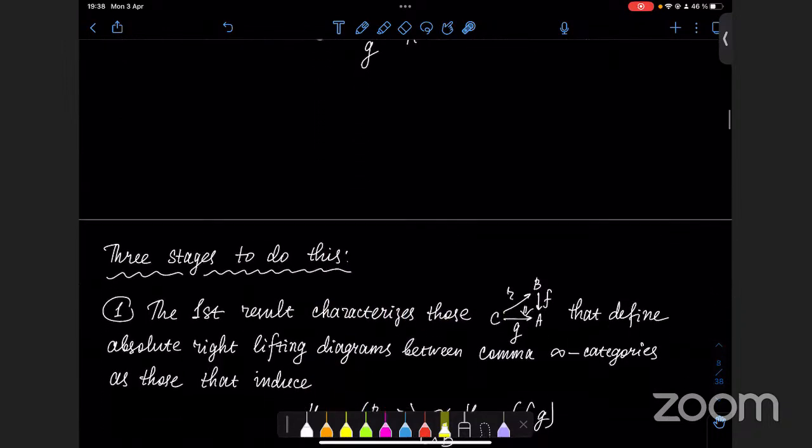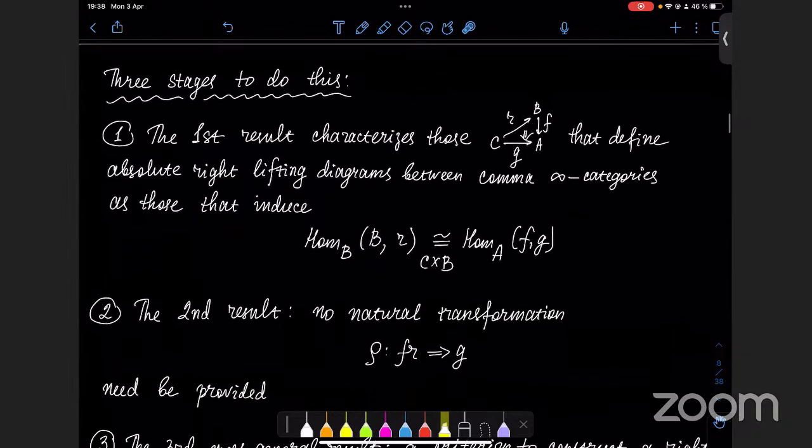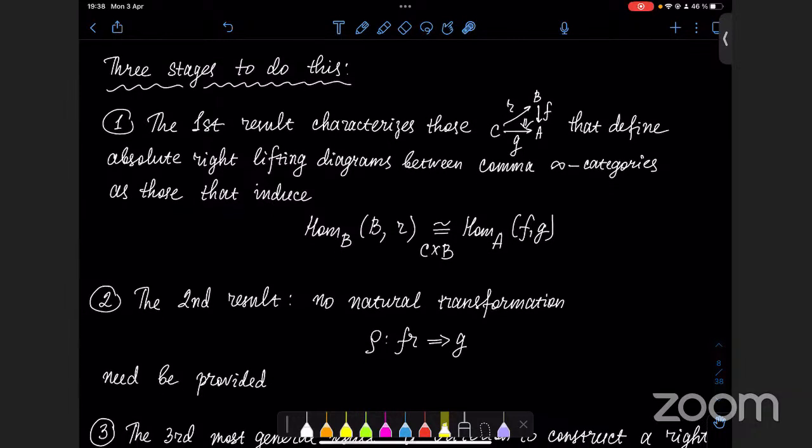And now to do this, we should consider three stages, just three theorems. The first one characterizes those diagrams that define absolute right lifting diagrams between comma infinity categories.